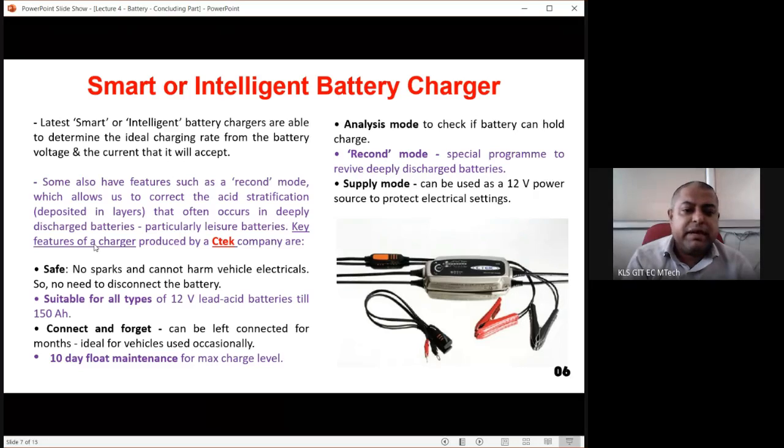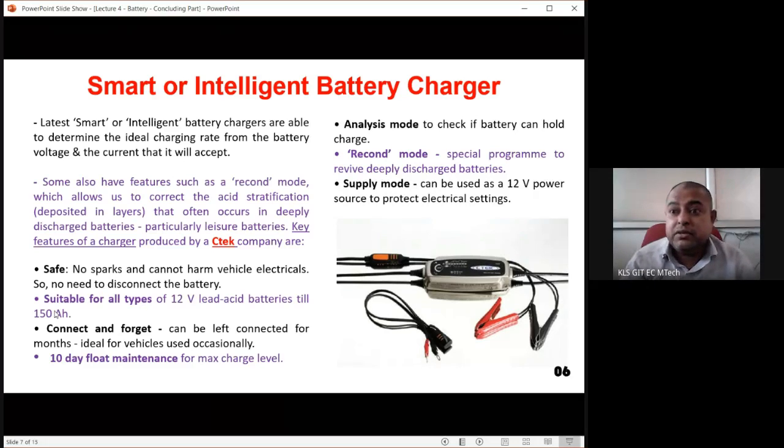So this is a key feature of a battery charger produced by CTEC. CTEC is the company that makes this smart battery charger, and these chargers are able to determine the charging rate from the battery voltage and the current that it will accept. So there is a kind of intelligence inbuilt inside the smart chargers, and it is safe. No spark should be generated. It can charge a 12-volt battery up to 150 ampere hour.